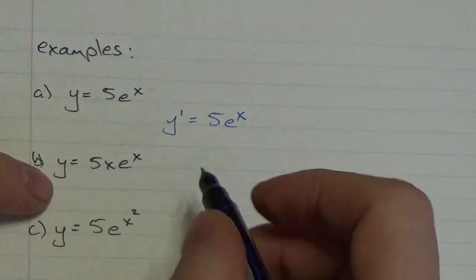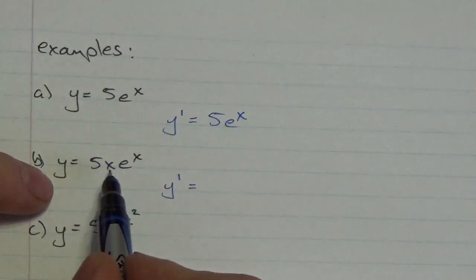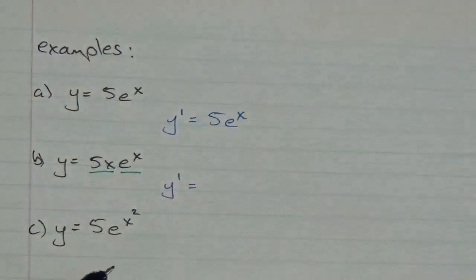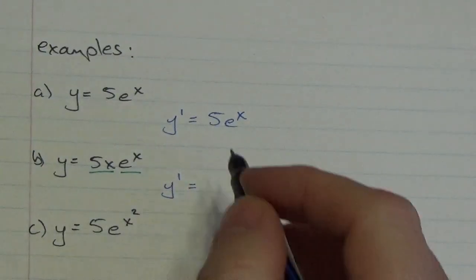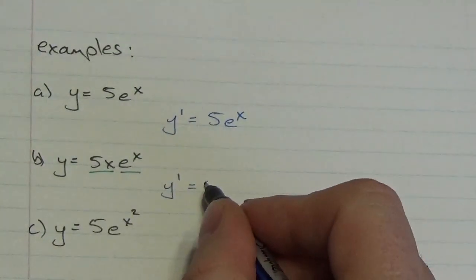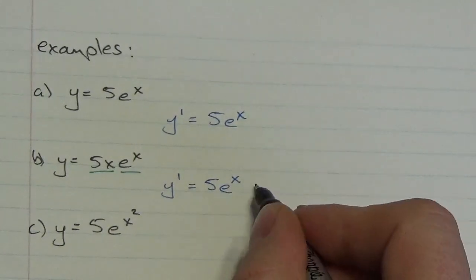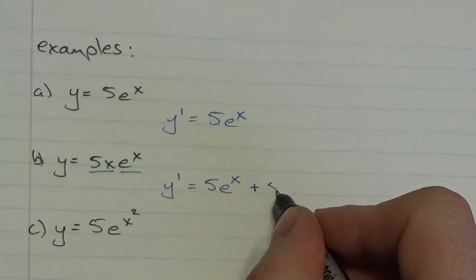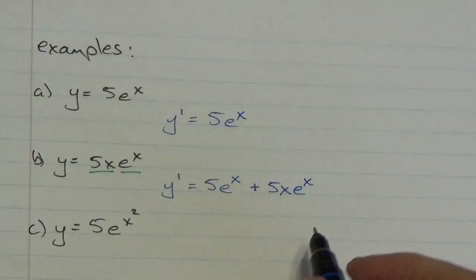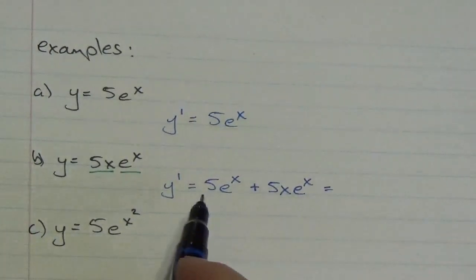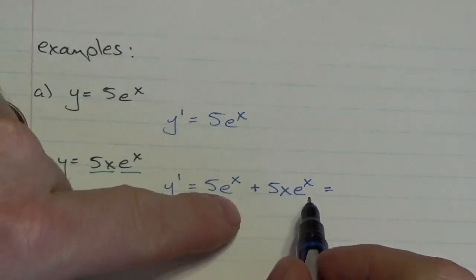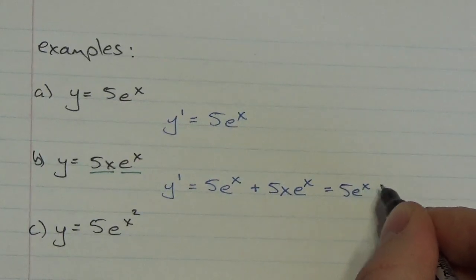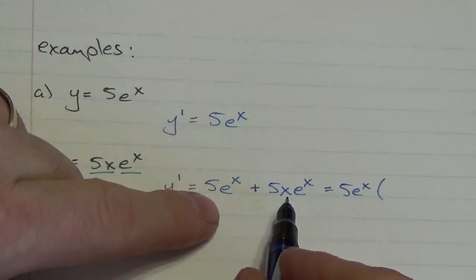Here, 5x e to the x. Well, now I've got two functions multiplied together. I've got the 5x and I've got the e to the x. So that means I'm going to have to use the product rule. So the derivative of 5x is just going to be 5 multiplied by e to the x, plus 5x times the derivative of e to the x, which is just e to the x. So it'll be 5x e to the x. Okay? Now, normally I would go down here, but I didn't give myself much room. So now I'm just going to factor out the common 5e to the x. And that's going to leave me with, from this term here, x plus 1.